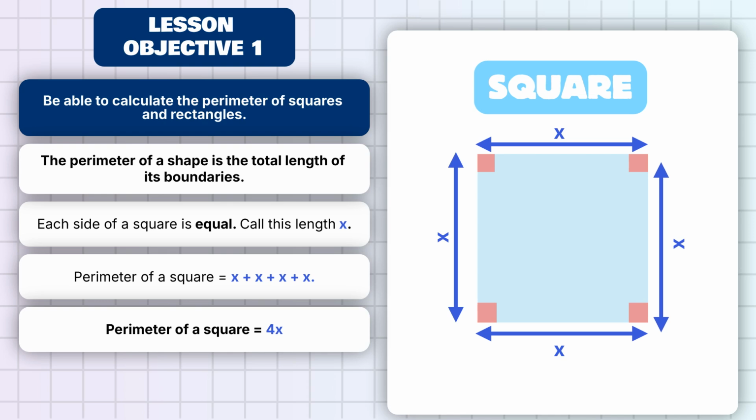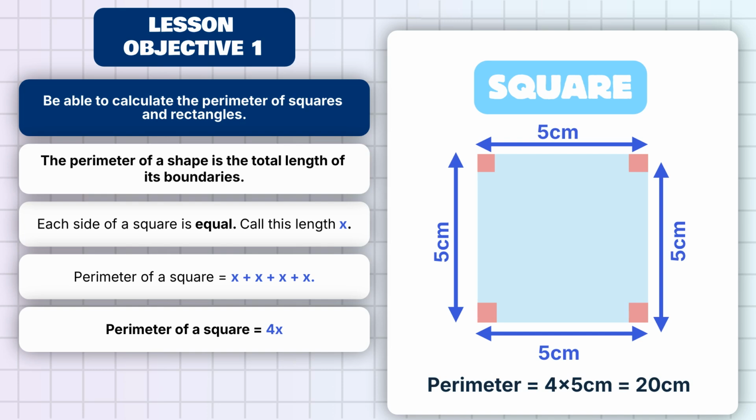Let's go through an example. If a square has a side length of 5 centimeters, we can substitute this value in for x. Therefore, its perimeter would be 4 times 5, which equals 20 centimeters.